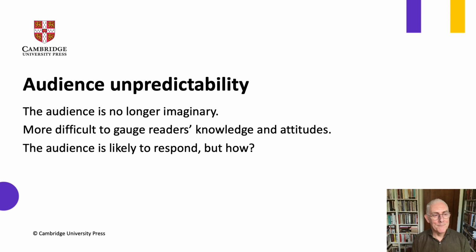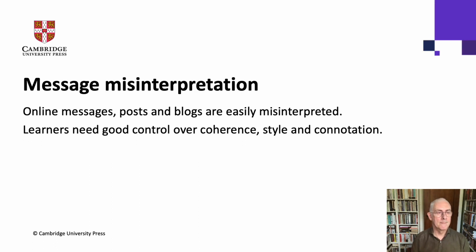Also, the audience that students are writing for has the potential to react, but we don't know how they're going to react. Are they going to react in a positive way or potentially in a negative way? And if it's in a negative way, obviously that's more difficult to manage. So messages that are posted online, in posts, tweets, blogs, etc., are very easily misinterpreted.